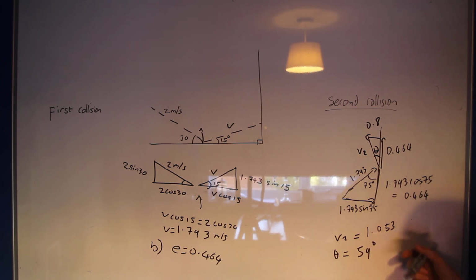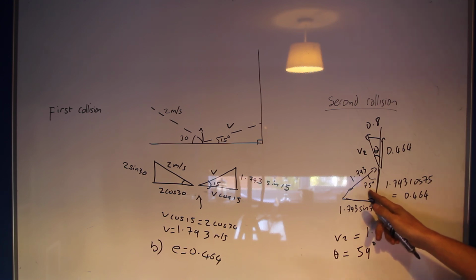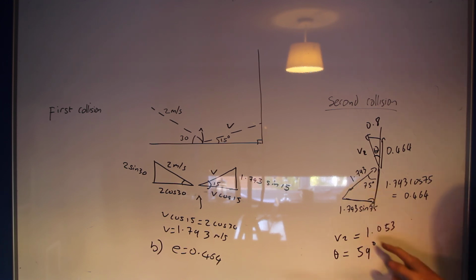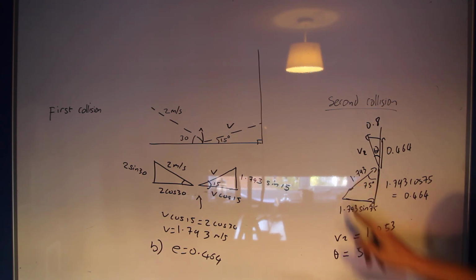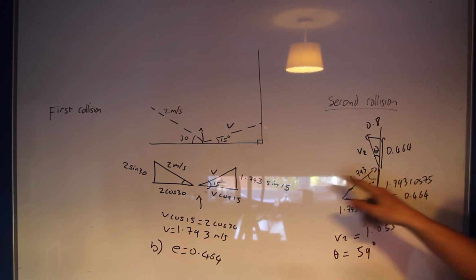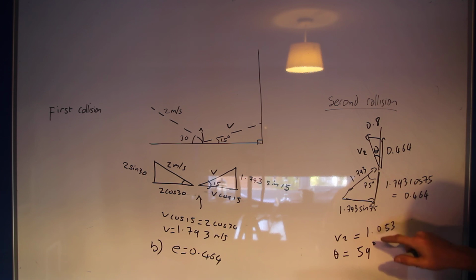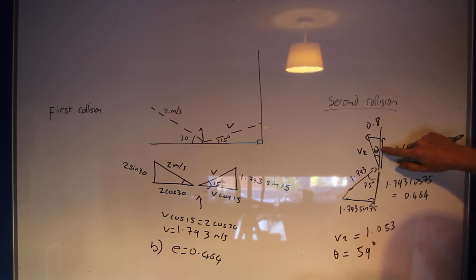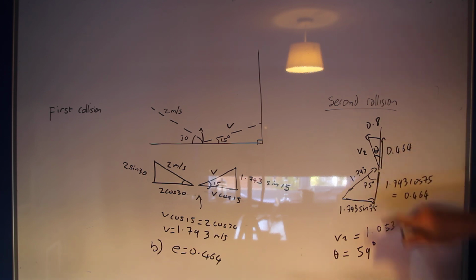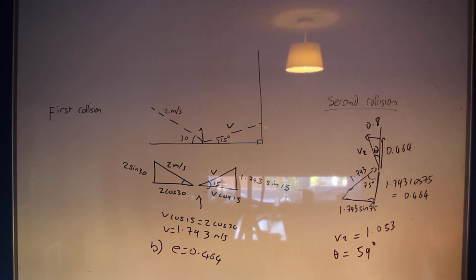Okay, so do a little bit of reality checking now. That second collision really killed off a lot of the speed, but you'd expect that if the angle of approach is 75 degrees. So that's relatively normal. From 1.7 to 1.05, it's almost halved. Not quite, but it's close to halving, which again is what you'd expect because E is less than a half. And finally, the angle here, 59 degrees, is less than the angle here, which is exactly what you would expect to happen. So that's that question done.